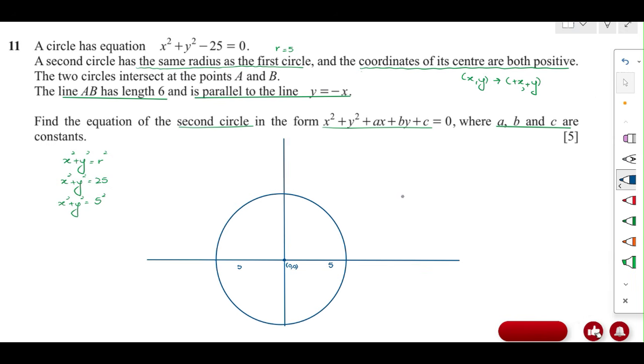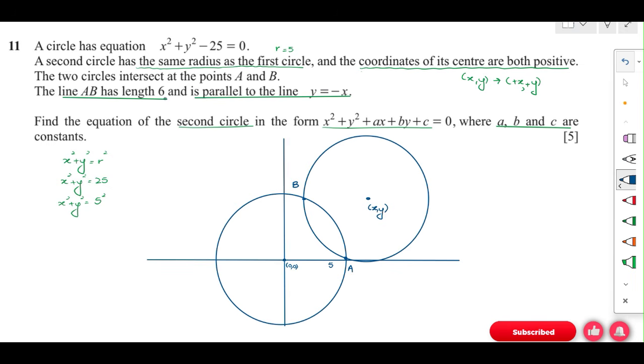Okay, now the next thing is, we have another circle, and that circle's radius is also 5, and they intersect at the points A and B, and its center coordinates should be positive. So let's say this is another circle, and that circle intersects at the point A and at the point B. The two circles meet at the points A and B and there is some center of the circle, xy, and those two coordinates are positive. You can see here the x values are positive, y values are positive.